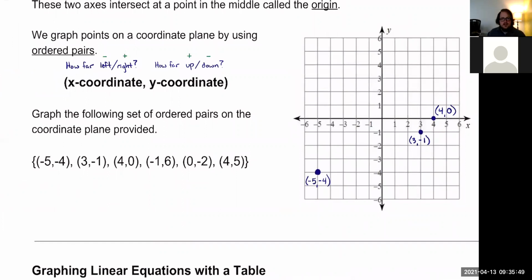So what I'm going to do for just a moment, we did the first 3 together. I'm going to sit here for just 30 seconds or so. Go ahead and try to get the remaining 3 on the coordinate plane as well, just to kind of practice it.